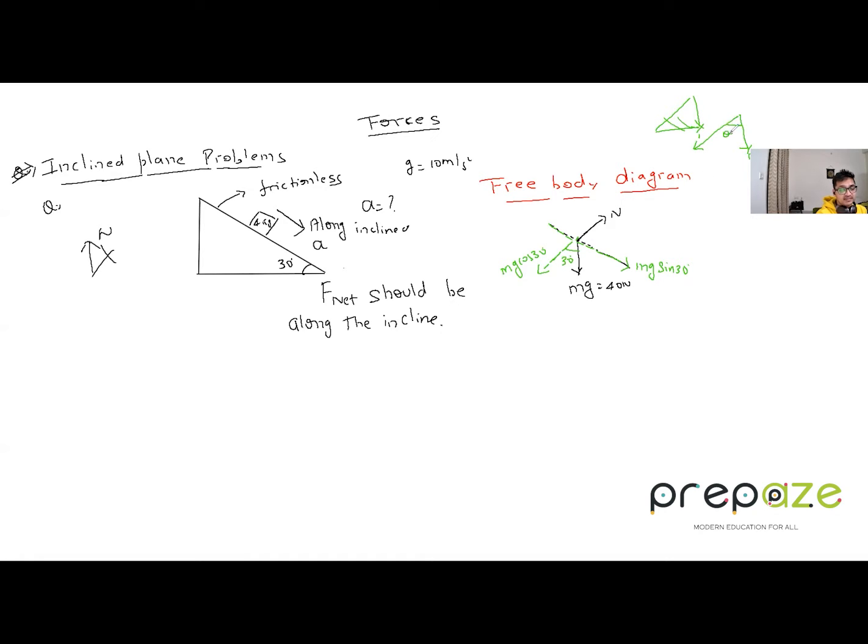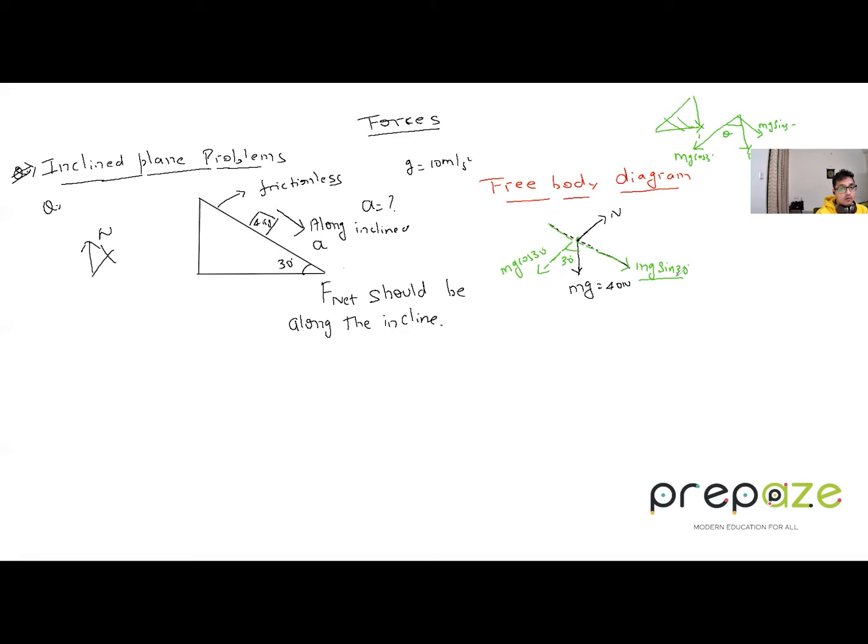This angle is theta, so this component will be mg cos theta, and perpendicular to this will be mg sin 30 degree, and that is how basically we make the components of the force. This is it. So now what do we have over here is mg cos 30 and mg sin 30 along the incline.